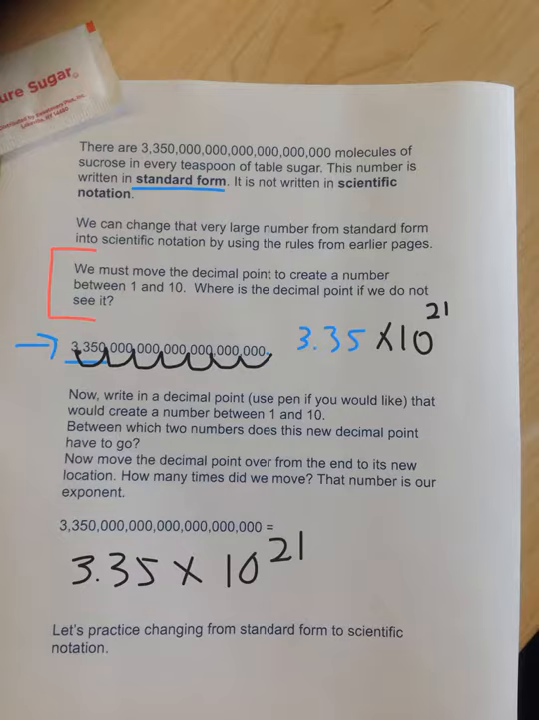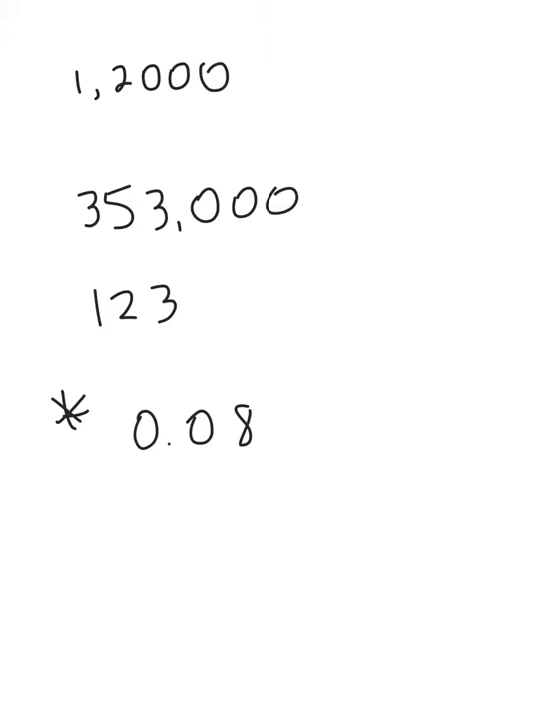So now we're going to practice changing from standard form to scientific notation. Remembering standard form, really big number, scientific notation, small number multiplied by a power of 10. Okay, so we are going to change these numbers to scientific notation. I've got too many zeros here. So 1,200, if we don't see the decimal, it is at the end. We need to create a number between 1 and 10, which is 1.2, times 10, 1, 2, 3, to the third.